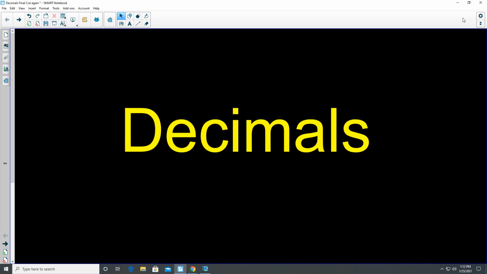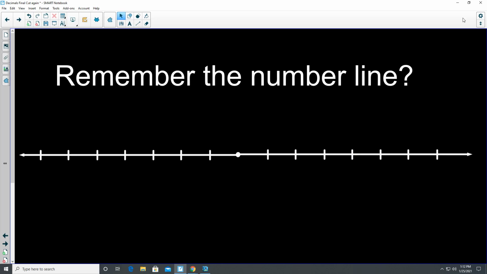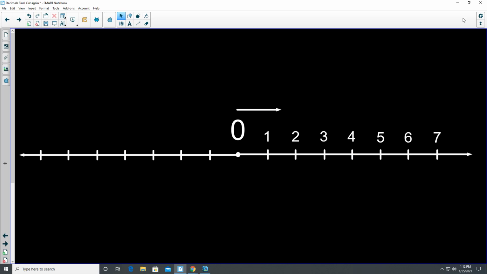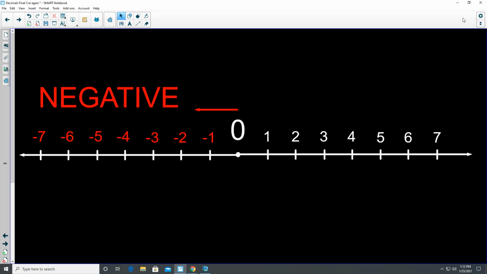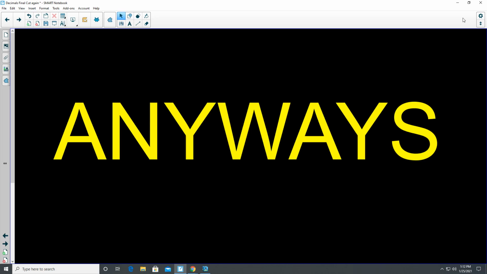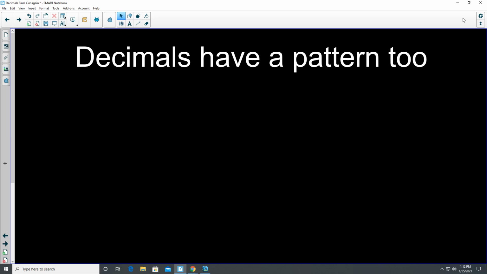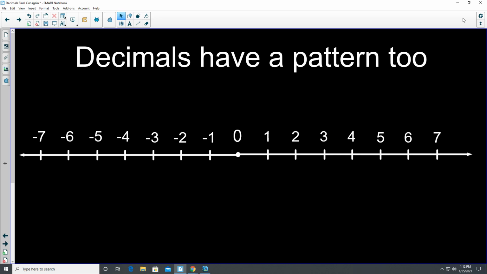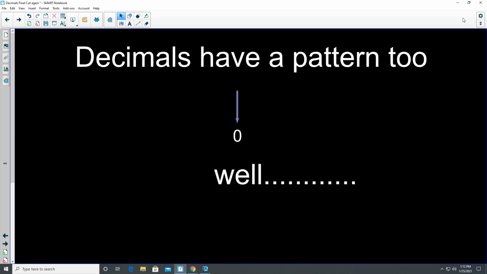Welcome to decimals. Remember the number line, with zero in the middle, and to the right you have positive numbers, and to the left you have negative numbers. You remember. Anyway, decimals have a pattern too, similar to the number line, where you had something in the middle and some numbers over here and some numbers over here.